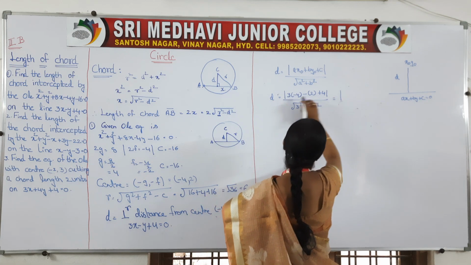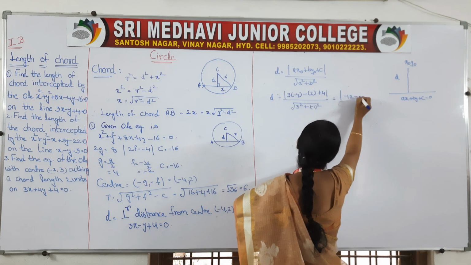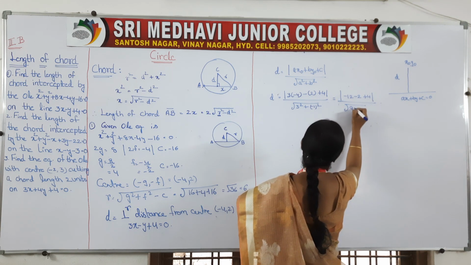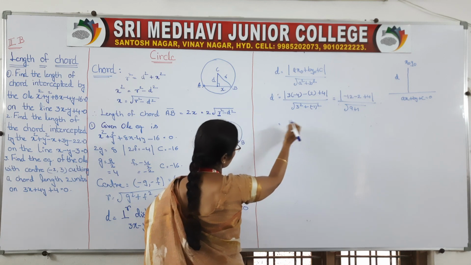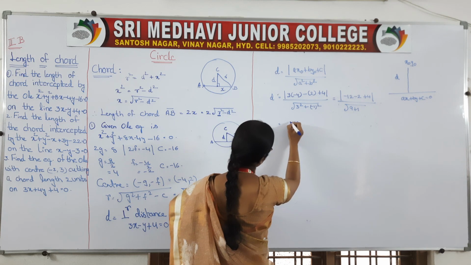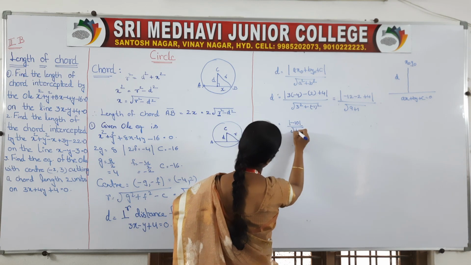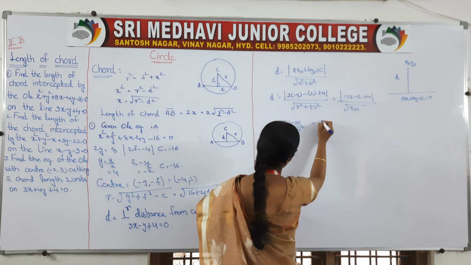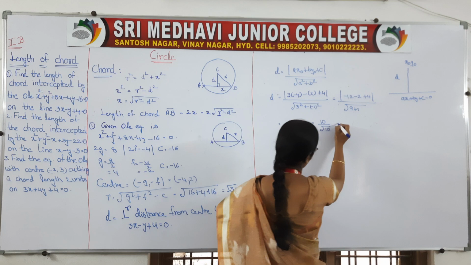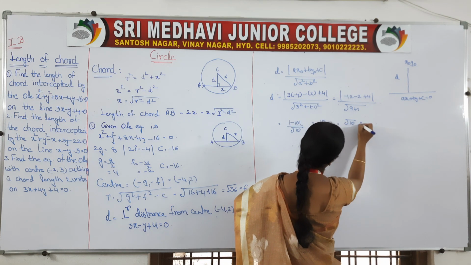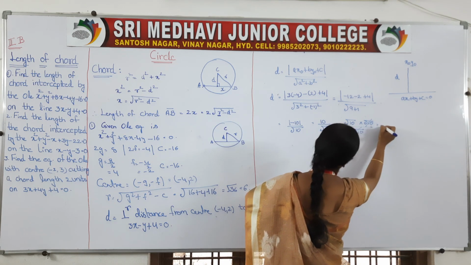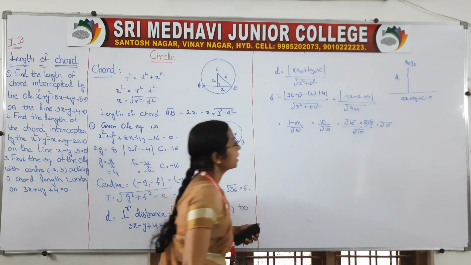So it is minus 12 minus 2 plus 4 whole, divided by root of 9 plus 1, is equal to minus 14 plus 4, which is minus 10, but modulus is there. I said inside modulus, if negative is there, it becomes positive. So 10 by root 10. We can write 10 as root 10 into root 10, by root 10, so it cancels. Is equal to root 10, this is your d value.